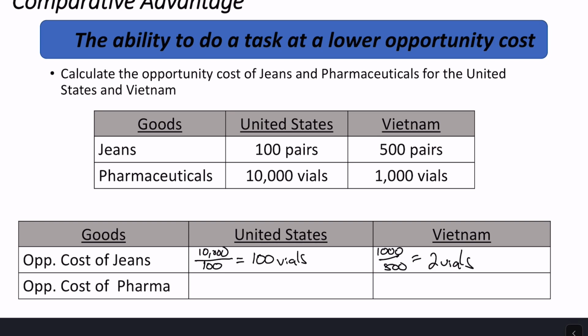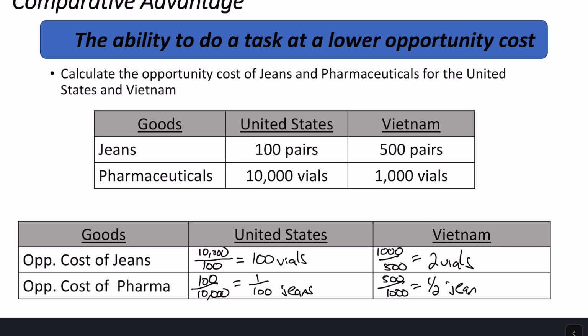Now let's go to the opportunity cost of pharmaceuticals. So we want to put the number of genes in the numerator divided by the number of pharmaceuticals. So it would be 100 divided by 10,000. So that will be 1/100 of a pair of genes. For Vietnam, that would be 500 divided by 1,000. It'll be 1/2 of a pair of genes. So the interpretation is every vial of pharmaceuticals costs 1/100th of a pair of genes in the United States, and in Vietnam, every vial of pharmaceuticals costs 1/2 a pair of genes.